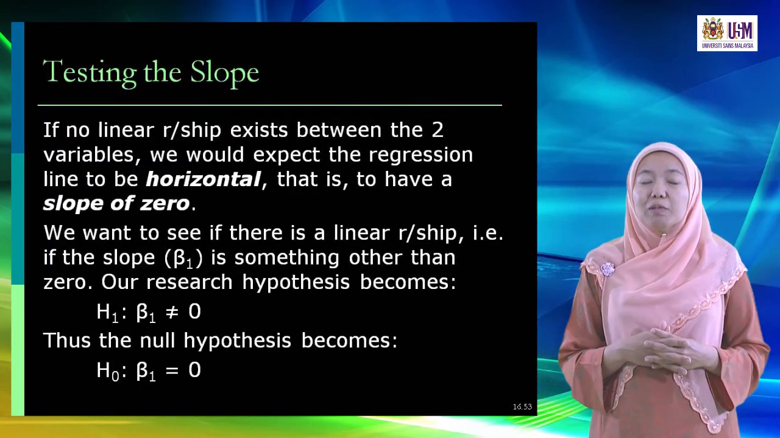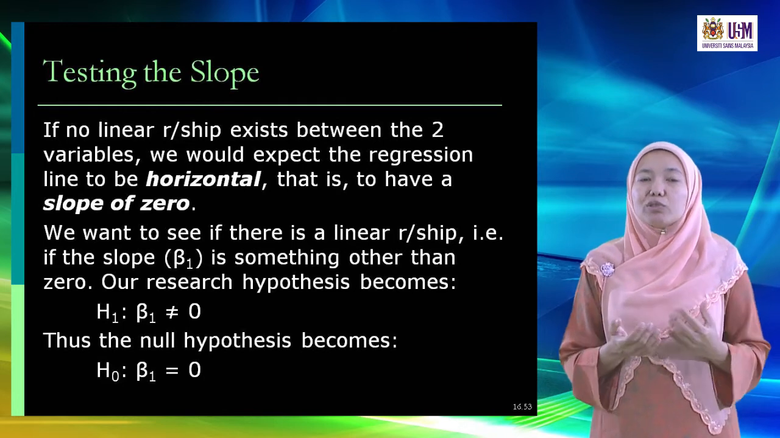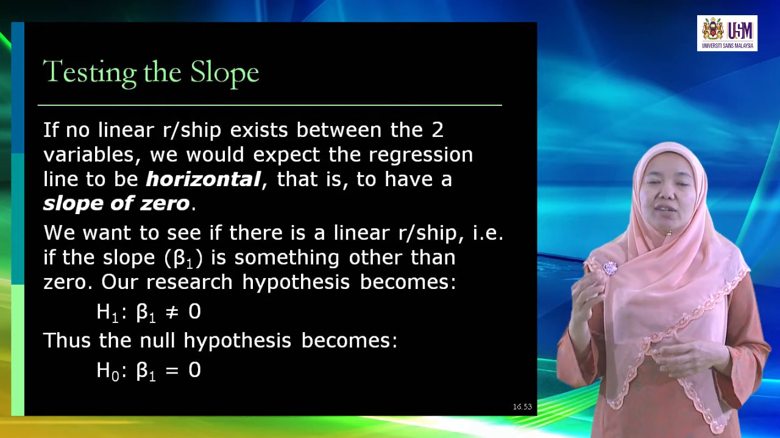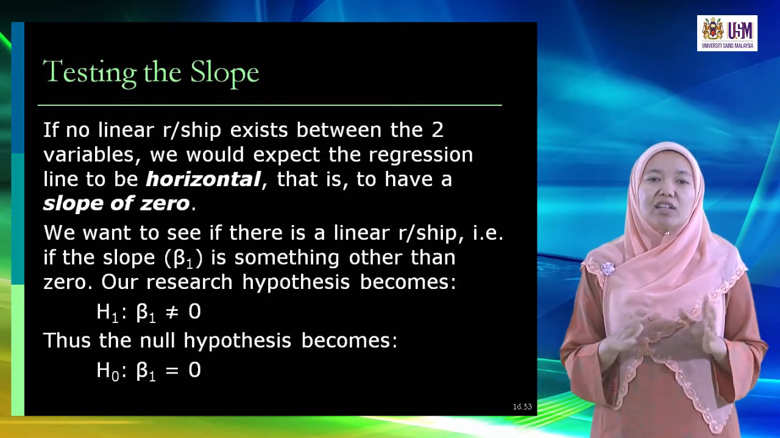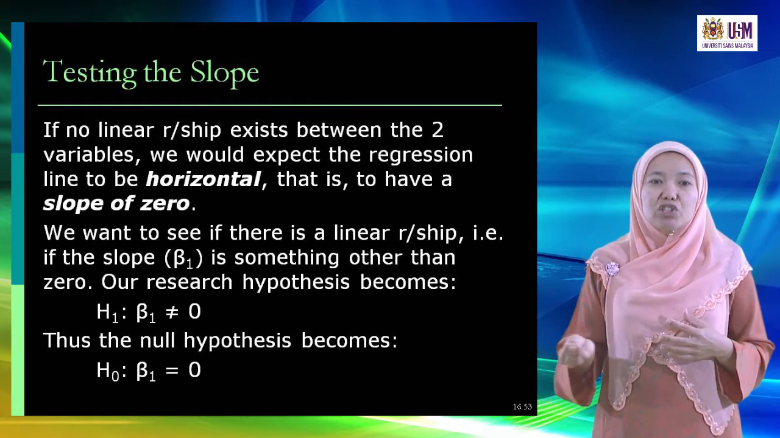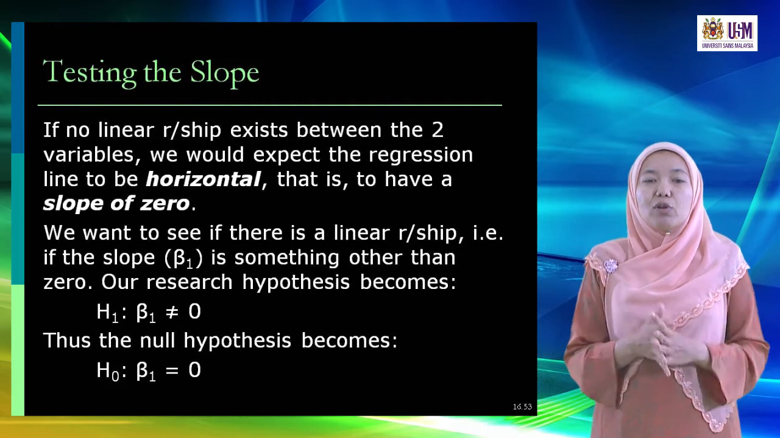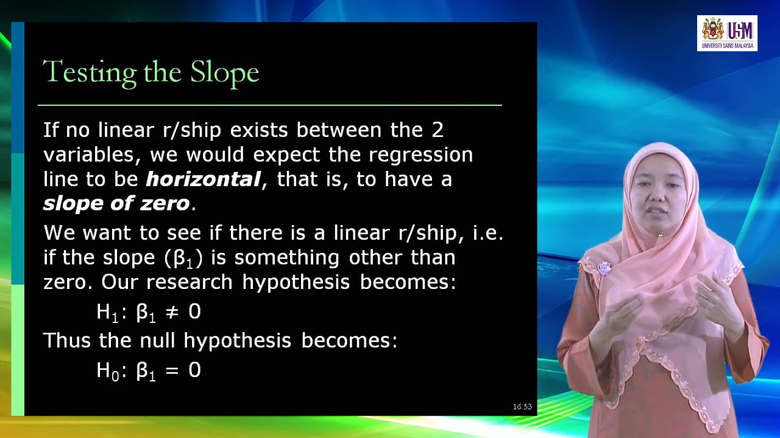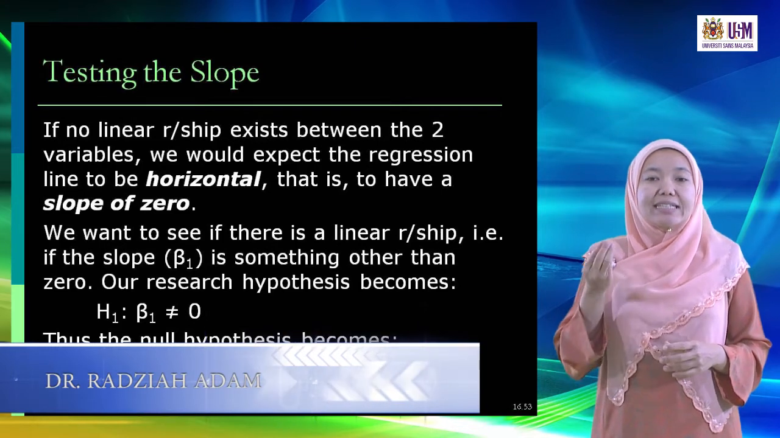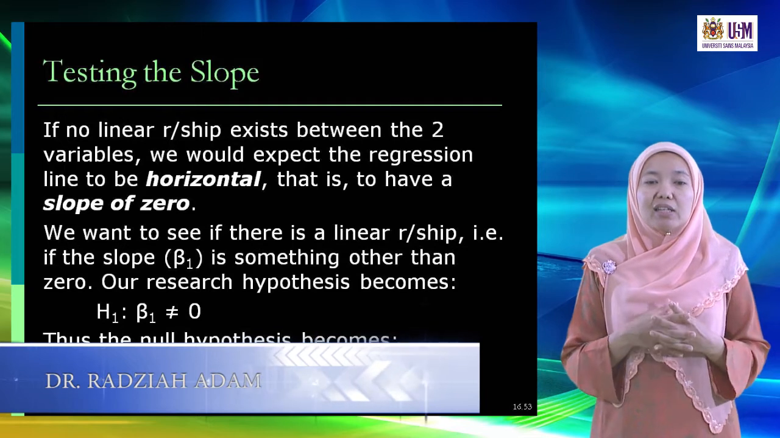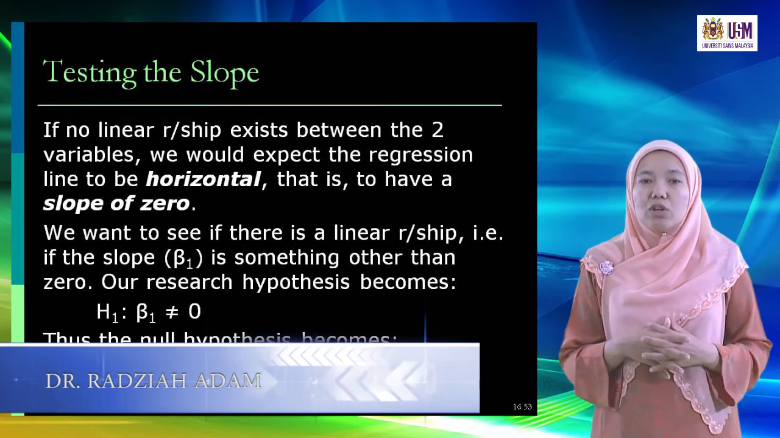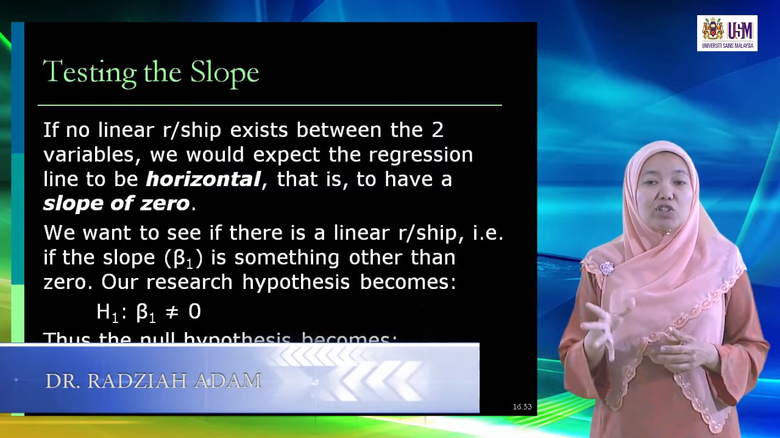Other than testing the fit of the model in terms of the standard error of the estimate, you can also test the slope of your model. If no linear relationship exists between the two variables, we would expect the regression line to be horizontal, that means a slope of 0. We want to see if there is a linear relationship, whether the slope is something other than 0. If it's positive, you have an upward sloping line, then it's different from 0. Or it can be less than 0, a negative relationship. So our research hypothesis H1 is beta1 does not equal 0, while the null hypothesis H0 is beta1 equals 0. This is hypothesis testing for the slope of a regression line.